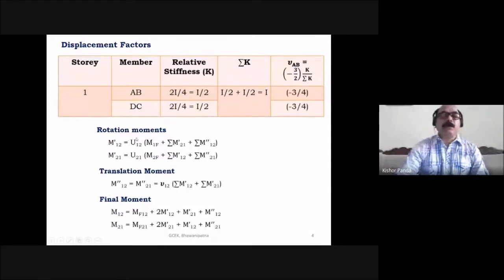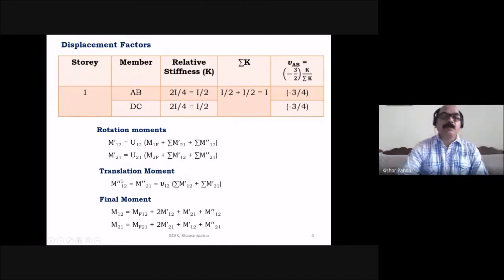This is the formula we already discussed in the last class. So the rotation moment M'12 is equal to u12 into (M1f plus summation of M'21 plus summation of M''12). This is the translation moment, and this is the far end rotation moment, and this is the fixed moment of the joint, and this is the rotation factor. So using this formula, you can find out the rotation moments.